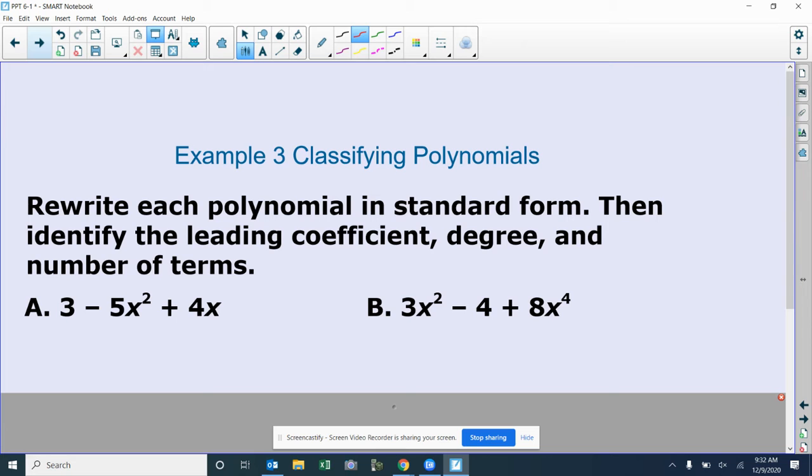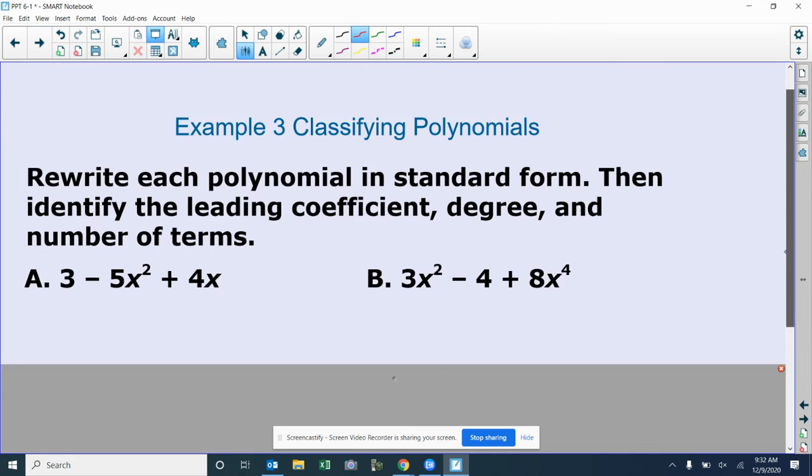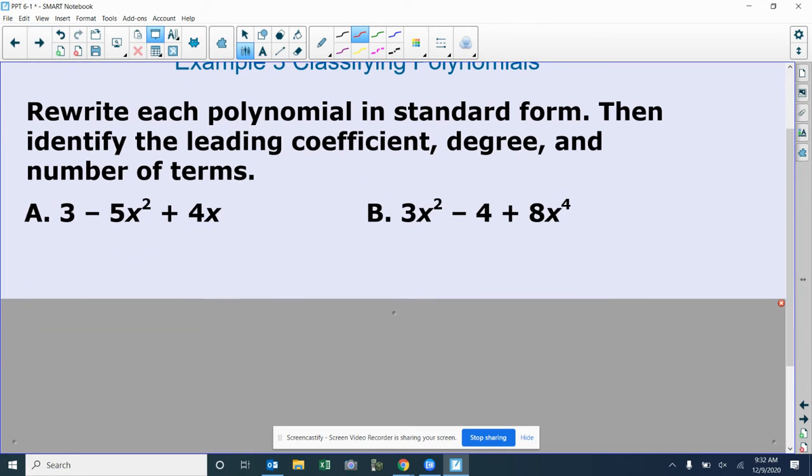Rewrite the polynomial in standard form. Let's do the first one together, letter A, and then I'll let you try B. Standard form would be to the highest degree first. So that's going to be minus 5x squared plus 4x plus 3. There we are, standard form.